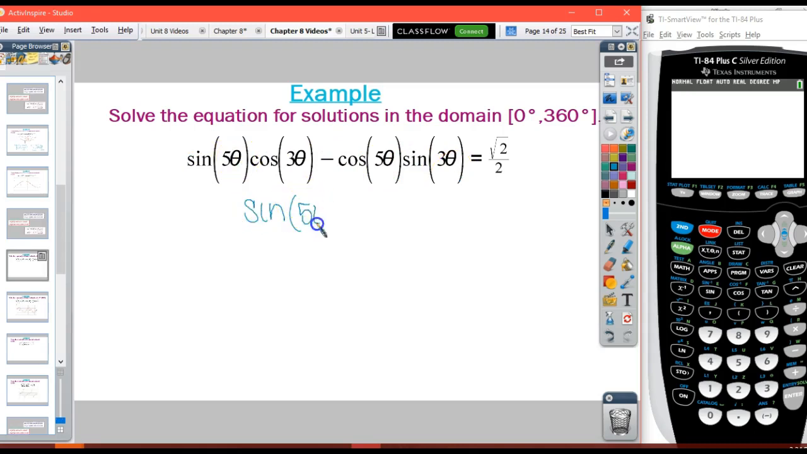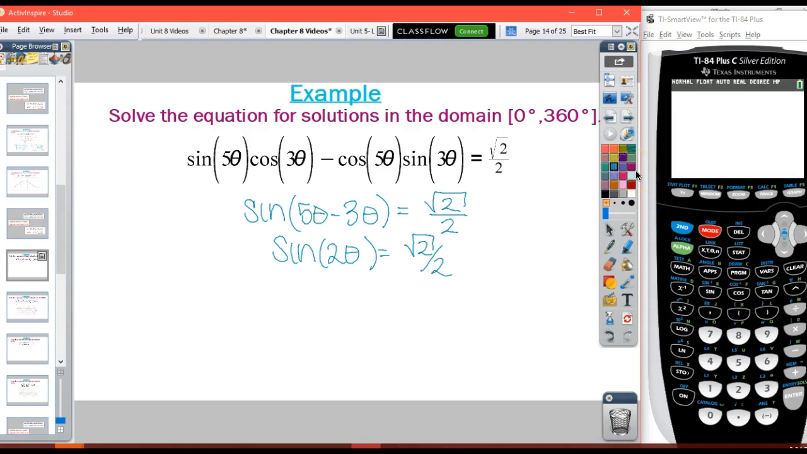Instead of looking at this with sines and cosines, I can rewrite this as the sine of the first angle, 5 theta, minus the second angle, 3 theta, and set that equal to the square root of 2 over 2. So now our equation just became a lot simpler, and I can combine the 5 theta and the 3 theta, so I'll have the sine of 2 theta is equal to the square root of 2 over 2.